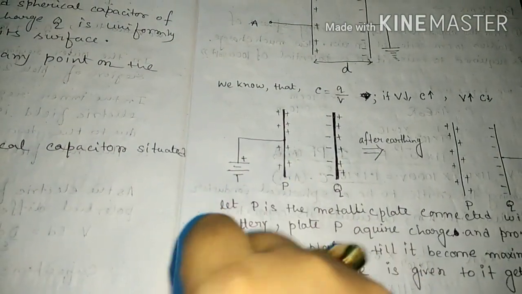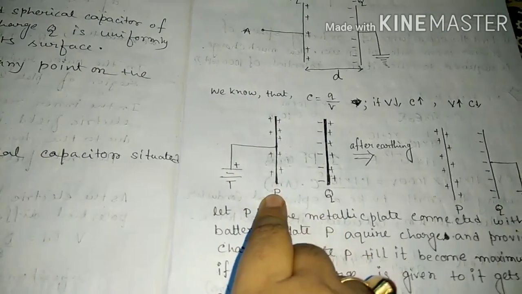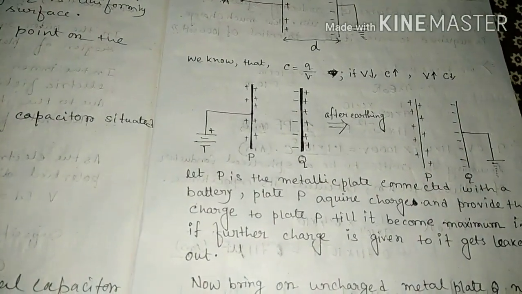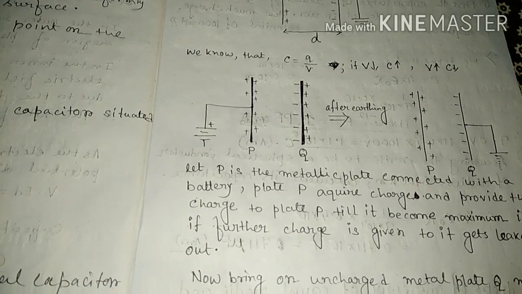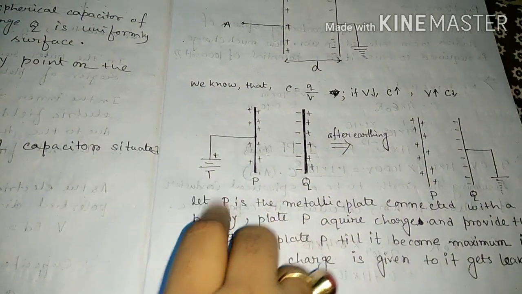Let's first consider this principle. First we consider one plate, that is plate P, a metallic plate. It is connected with the positive terminal of a battery, and the negative terminal is earthed.